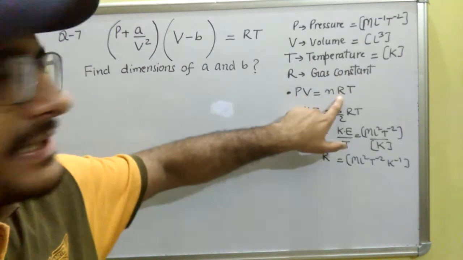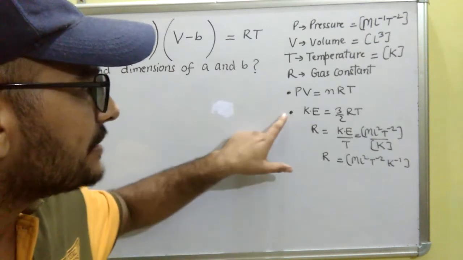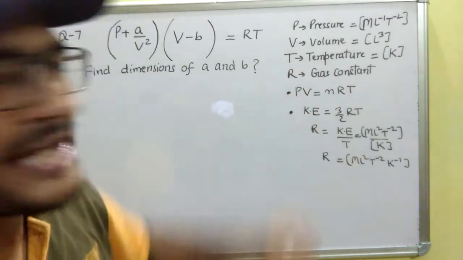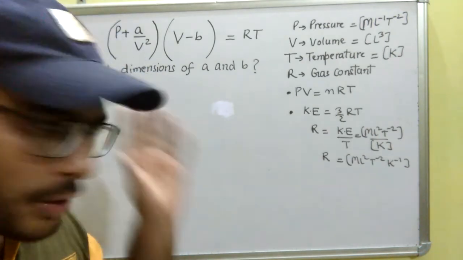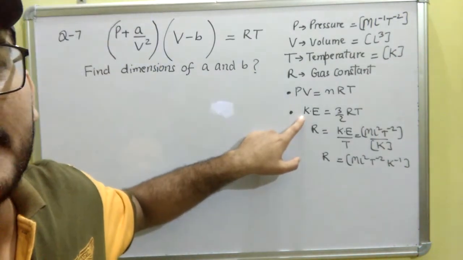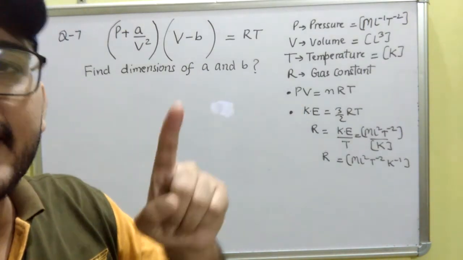PV equals nRT. This is your ideal gas equation, which we'll be studying in ninth unit. And this is your kinetic energy equal to 3 by 2 times RT. Here, this R is your gas constant. So if you want to calculate the dimension, I prefer this one. Kinetic energy equal to 3 by 2 times RT. This is for ideal gas of 1 mole.